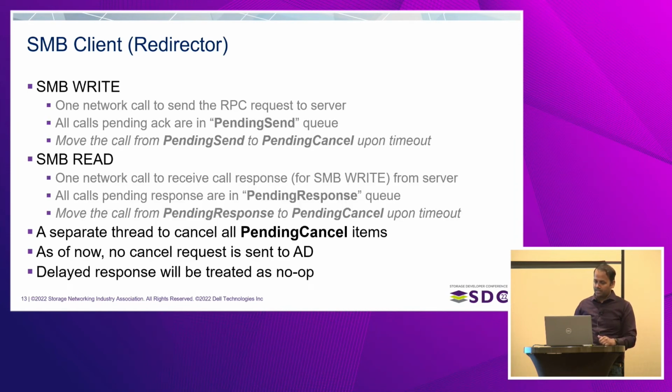And this is what it does in words. There's one network call to send to the server, and you keep the call in the pending send queue, and upon timeout, you just move it to pending cancel. And you do the same with the SMB read. A separate thread will actually handle the pending cancel items.